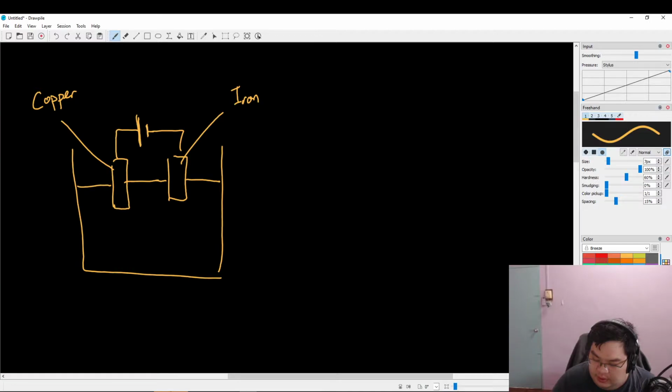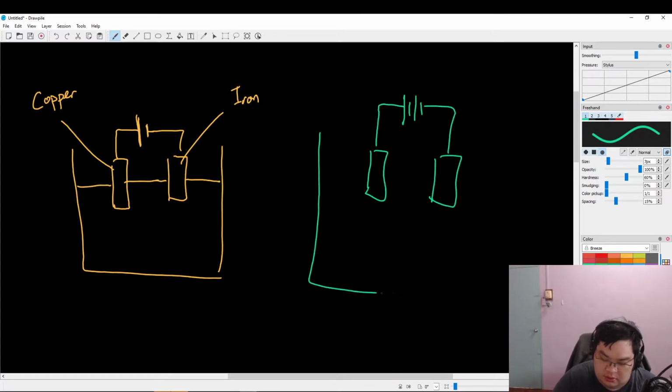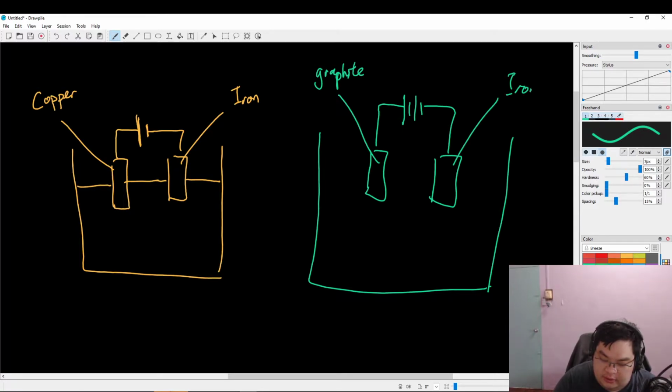The second scenario is battery, electrode. This electrode is graphite. This electrode is iron. Okay? So as you can see, these are two different scenarios. One we call A, one we call B. So let's solve for A first.